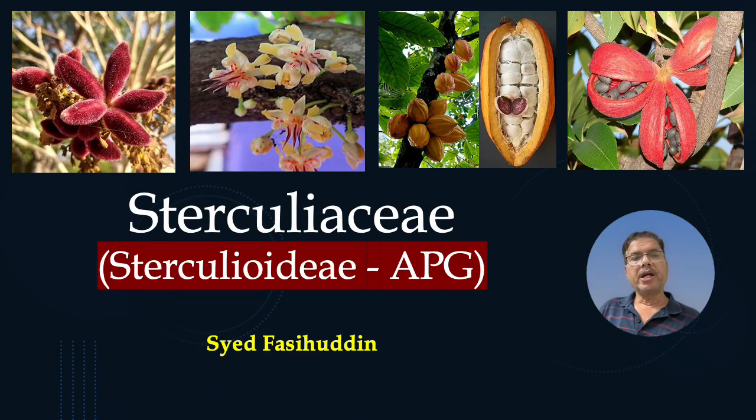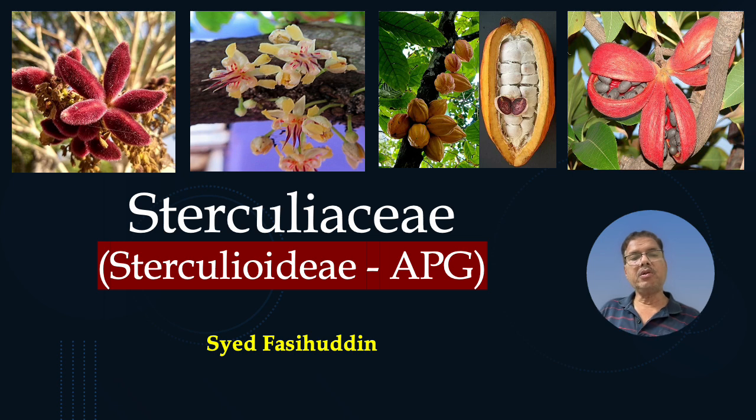Hello everyone and welcome to this session on the family Sterculiaceae, commonly known as cocoa or Sterculia family. The members are mostly trees and shrubs and are easily recognized in the field by their alternate, often palmately lobed leaves and the presence of stellate hairs and mucilaginous tissues. The flowers are usually small, sometimes with petaloid calyx, and the fruit is typically a woody capsule or follicle.